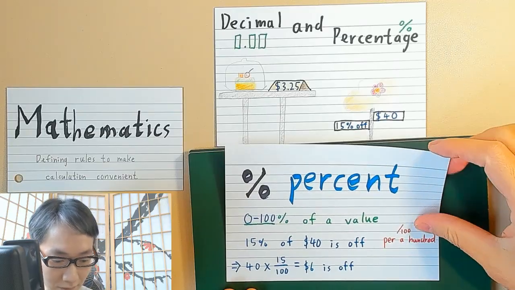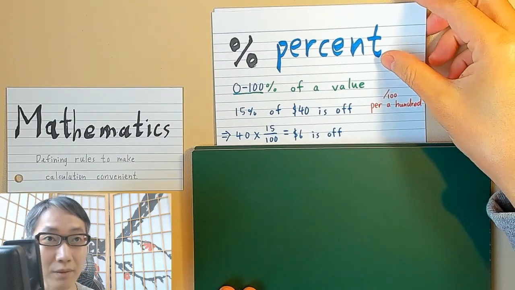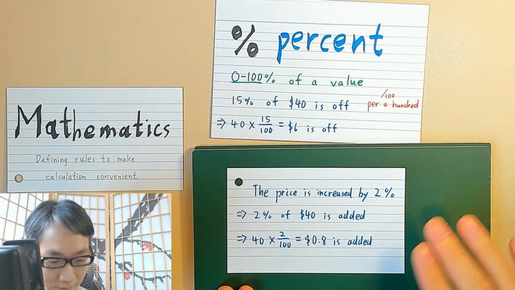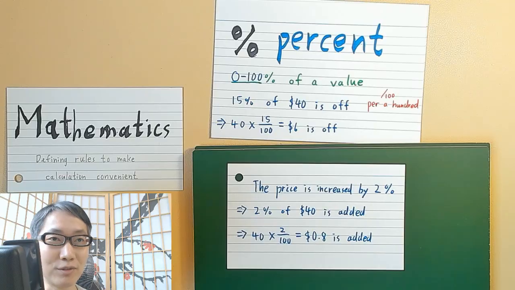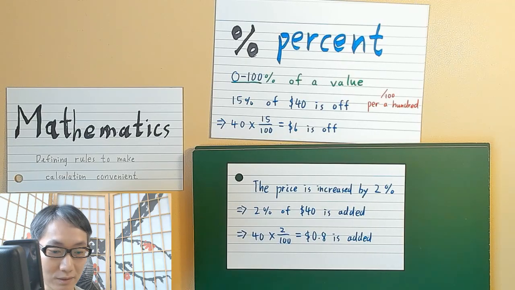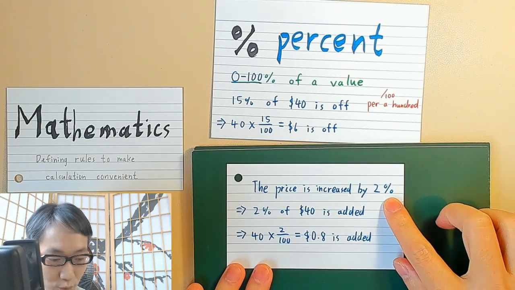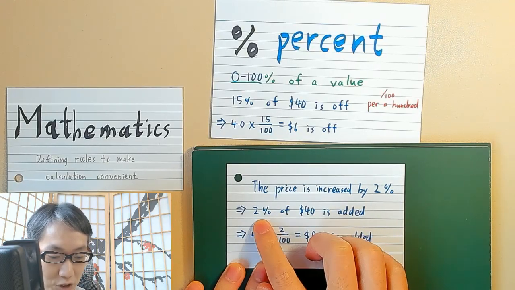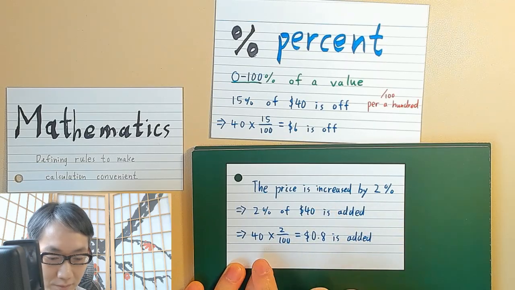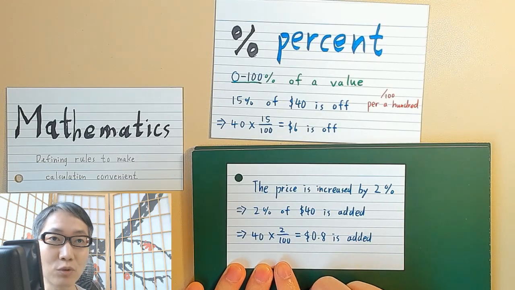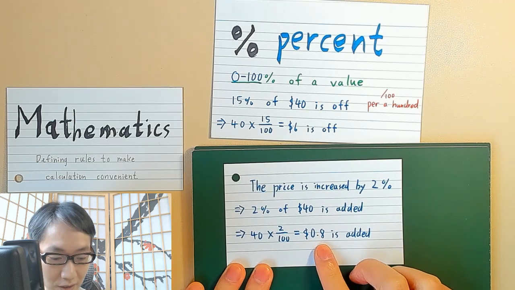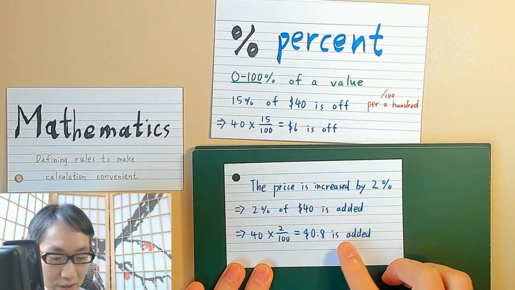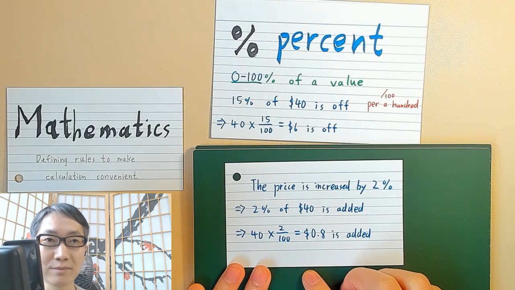Okay. Between 0 and 100 is in between that can be calculated. So, what if the price increases? One more example. Maybe inflation. So the price is increased by 2%. 2% of what? 2% of the $40 of the hat. And how much is 2% of $40? It's equivalent to 40 times 2 over 100, which is $0.8 or 80 cents. So now the price will be $40.8.